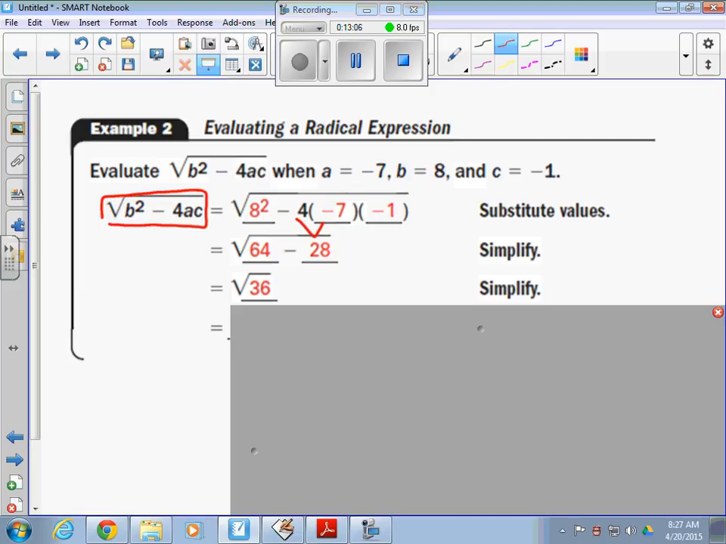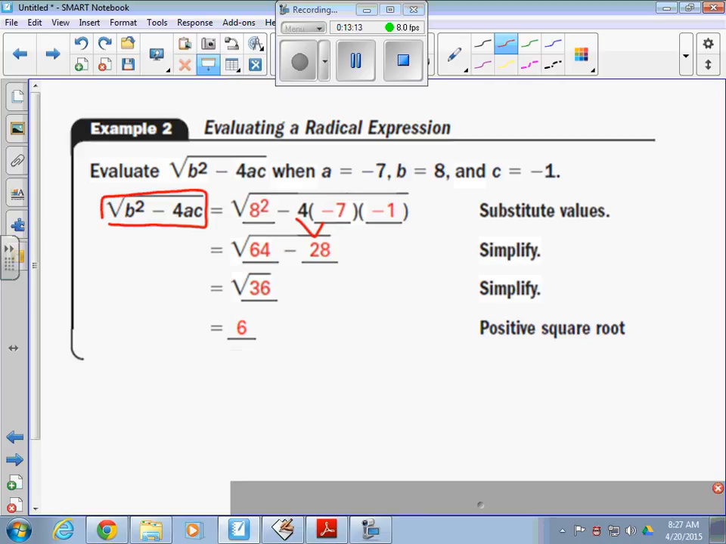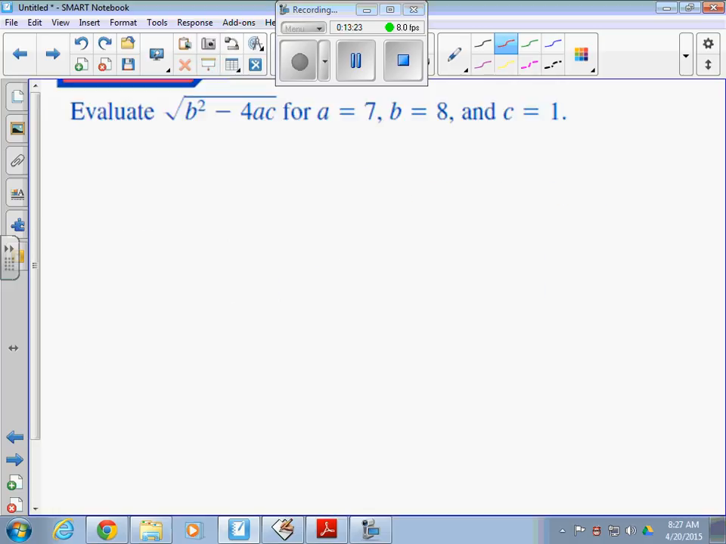What times itself is the number 36? We know it is 6. And remember, if you're talking about the principal and the negative square root, that could possibly be a negative 6 as well. We'll just talk about principal roots right now. Just want to remind you of that. Try this one. That's the same discriminant, the square root of b squared minus 4ac, to plug in with those values instead: 7, 8, and 1.